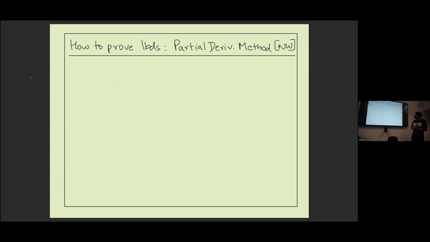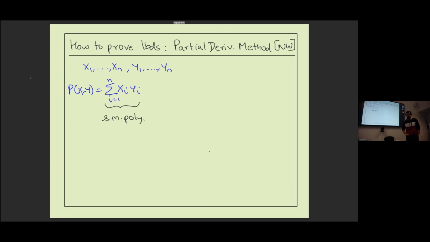Let me tell you a little bit about this. The techniques I'm going to talk about hark back to this paper of Nisan and Wigderson that we discussed briefly. This method is called the partial derivative, and you'll see why it's called this. So let me start off with a baby version of the problem of proving these kinds of lower bounds. It's a very simple version, but I feel like the techniques become very clear in this setting.